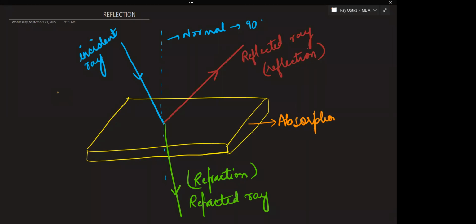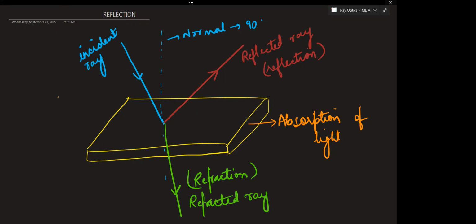So the phenomena that are occurring: reflection of the light ray, refraction of the light ray, and absorption of light. The remaining third part of the light energy which is left gets absorbed. One part is reflected, one part is refracted. Absorption you do not study. Refraction we'll see later on. Reflection we'll start with.